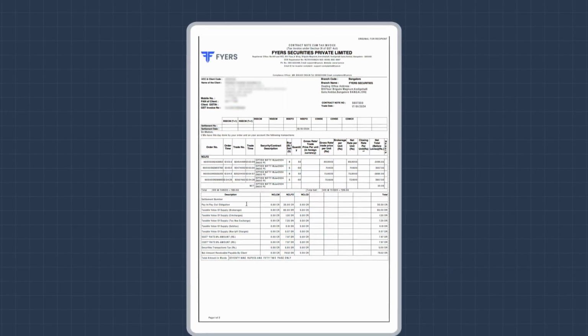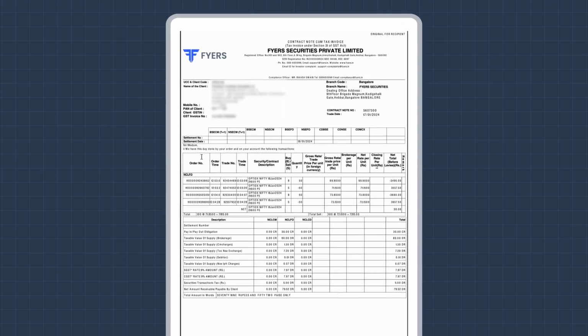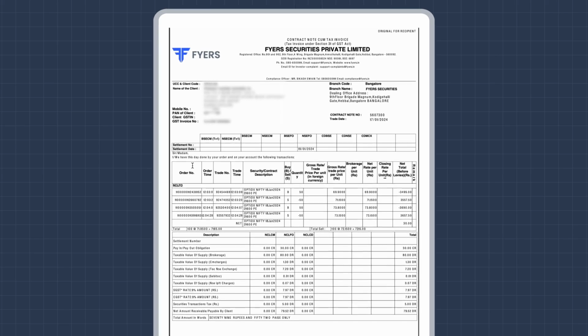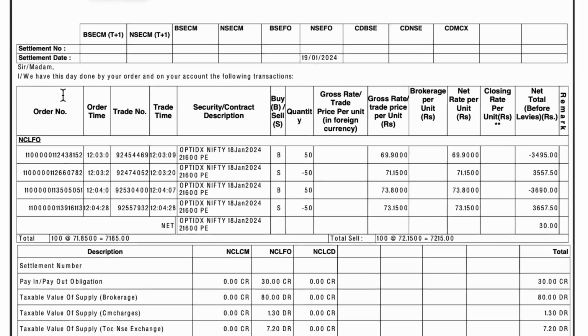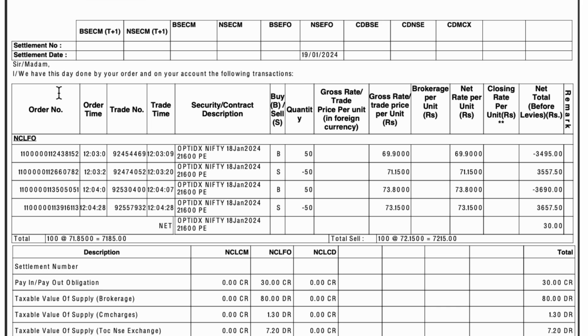They are password protected and you can always open them with your PAN in capital letters. Without further ado, let's delve into the details of the contract notes and discover the insights they offer. The contract notes are split into two main sections, with the first half dedicated to comprehensive order details. Let's break this down step by step.